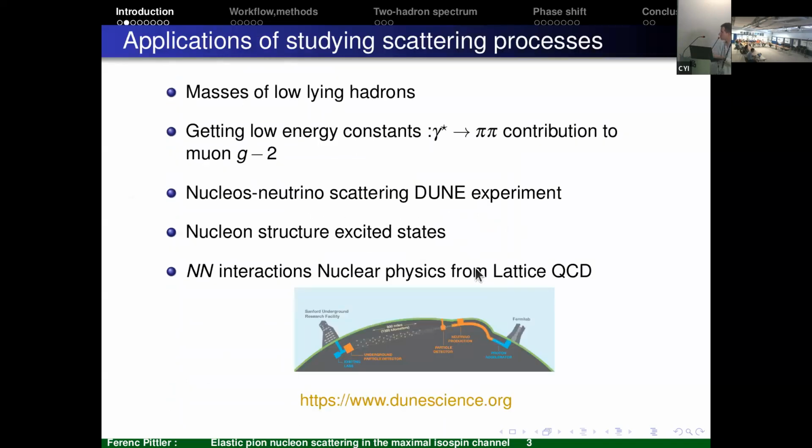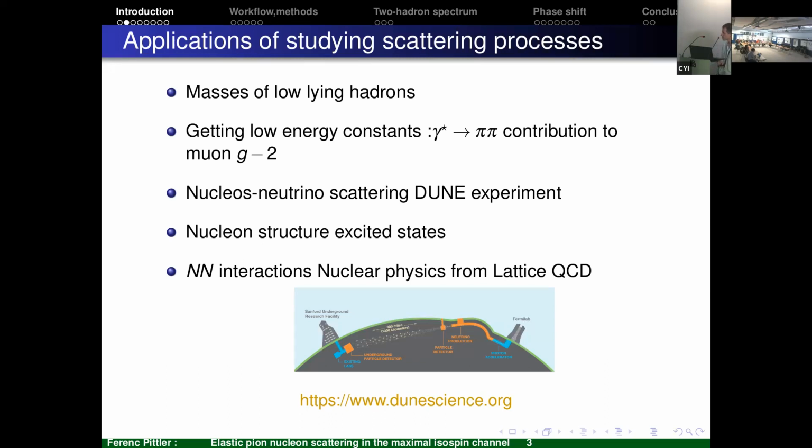Okay. So, where are we applying the scattering calculations in particle physics? Of course, the most important application is calculating the masses of low-lying hadrons. But besides that, there are a number of important applications. For example, the gamma to pi contribution to the g-2 also uses scattering approaches.